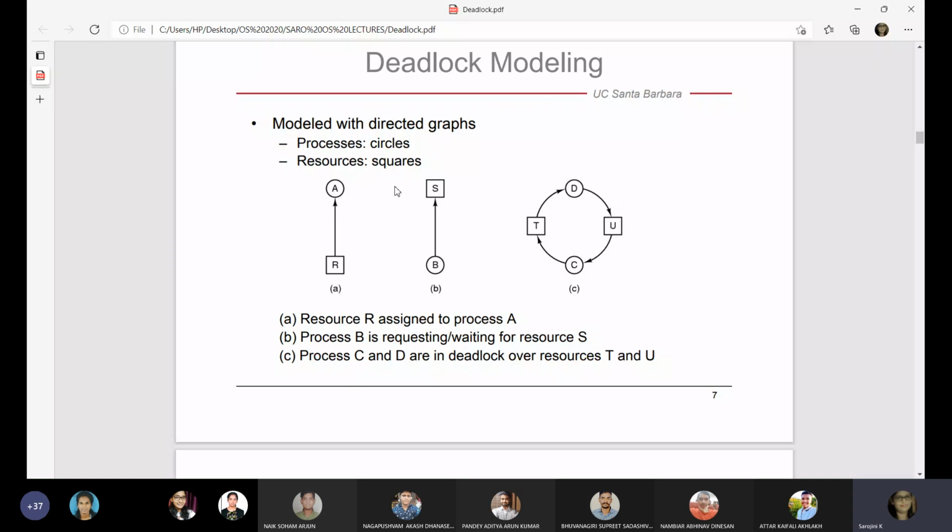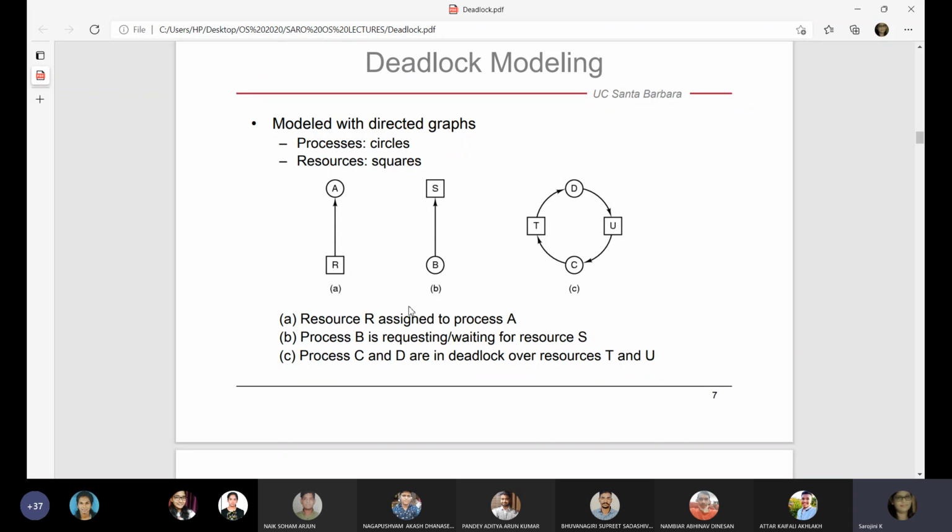Resources. Resources are represented using squares. Now this is a resource, and it is in a square. This is another resource. These are two resources, T and U. So circles are processes and squares are resources. Now, what does this diagram represent?